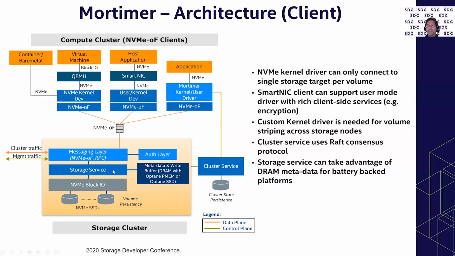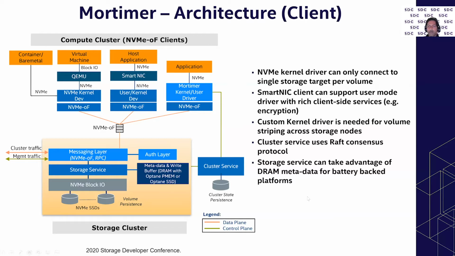Storage service is really the critical backbone for Mortimer. Storage service uses the metadata and the optionally write buffering with Optane persistent memory and Optane SSD. And then where it makes sense, it uses DRAM as a way to speed up the lookups. And then the backend for NVMe SSDs uses the poll mode techniques as a way to do reads and writes in and out of the drives.